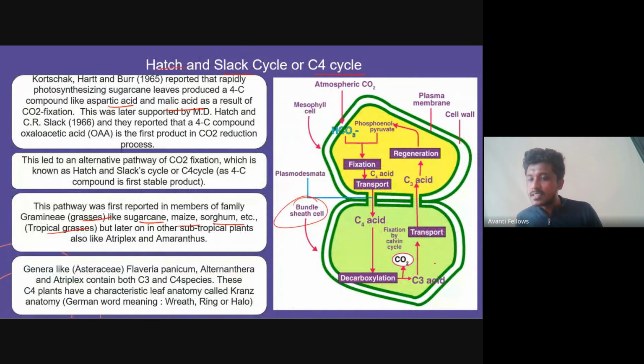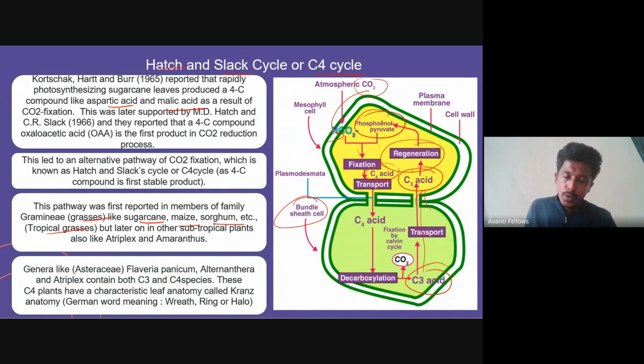Now what happens to the C3 acid? The C3 acid again is transported back to your mesophyll cell. The regeneration happens. C3 acid is converted into phosphoenol pyruvate. Phosphoenol pyruvate receives the carbon dioxide from the atmosphere, and it fixes the carbon dioxide into a 4 carbon containing compound or 4 carbon containing acid, which we call aspartic acid or malic acid, and the cycle continues. So this is called the C4 cycle.